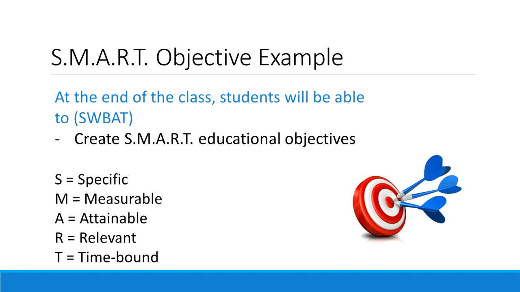I gave you an example at the beginning of this. I said at the end of this class, students will be able to create SMART educational objectives. So does it pass the test? Is it specific? Yes, it is specific because at the end, you should be able to create SMART educational objectives. Very specific. Is it measurable? Yes, because I'm going to ask you to create, so then I can measure if you're able to do that or not. Is it attainable? Yes, it is attainable that you should be able to create SMART objectives by the end of this. That is something that can be done.